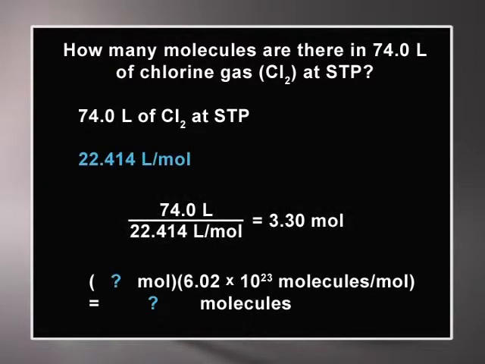74 liters divided by 22.414 liters per mole means that I have 3.3 moles of chlorine gas. 3.3 moles times 6.02 times 10 to the 23rd molecules per mole gives me about 1.99 times 10 to the 24th molecules of chlorine. And another.